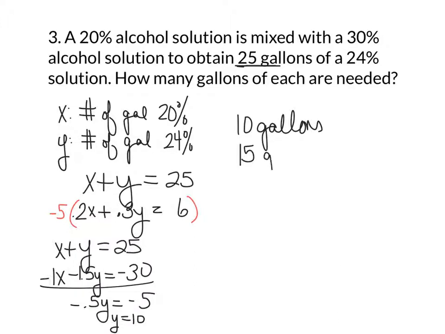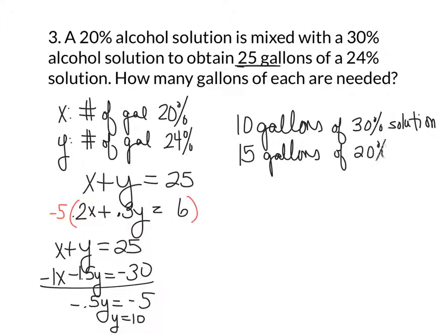So we know our answer is going to be 10 gallons and 15 gallons. But that's not enough to answer, because we have to tell what percent of each we have. So this is why we look back at the beginning. We let x be the number of gallons at 20%, and y be the number of gallons at 30%. We solved y. y was 10. So we would say 10 gallons of the 30% solution and 15 gallons of the 20% solution.